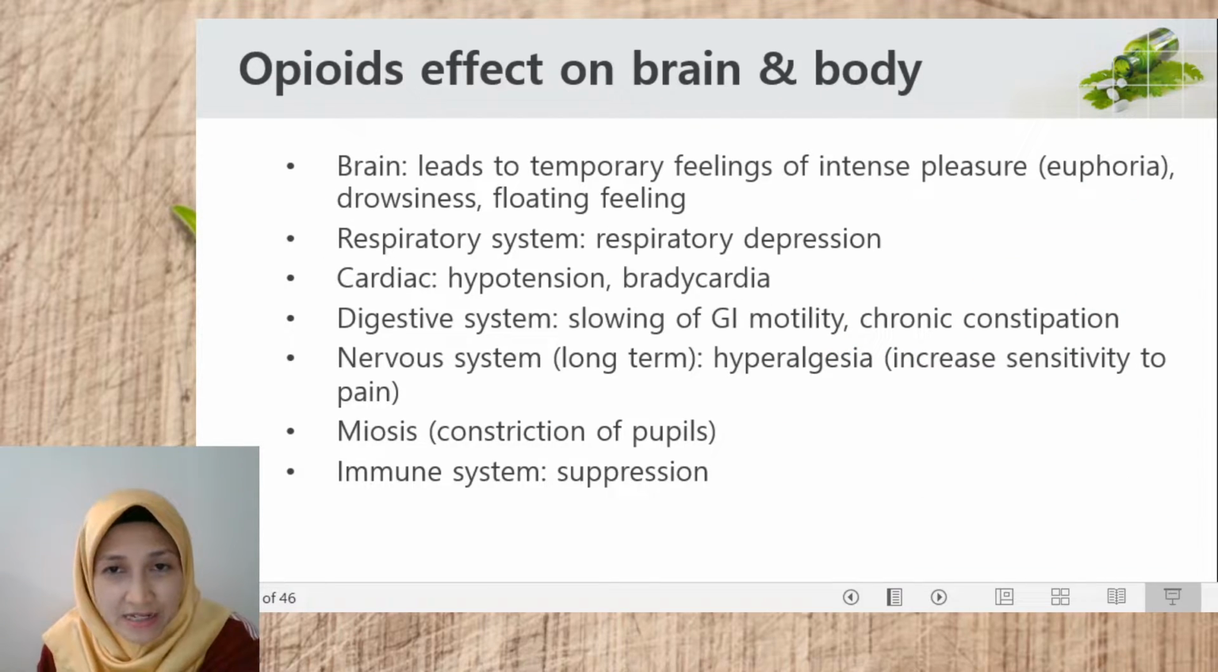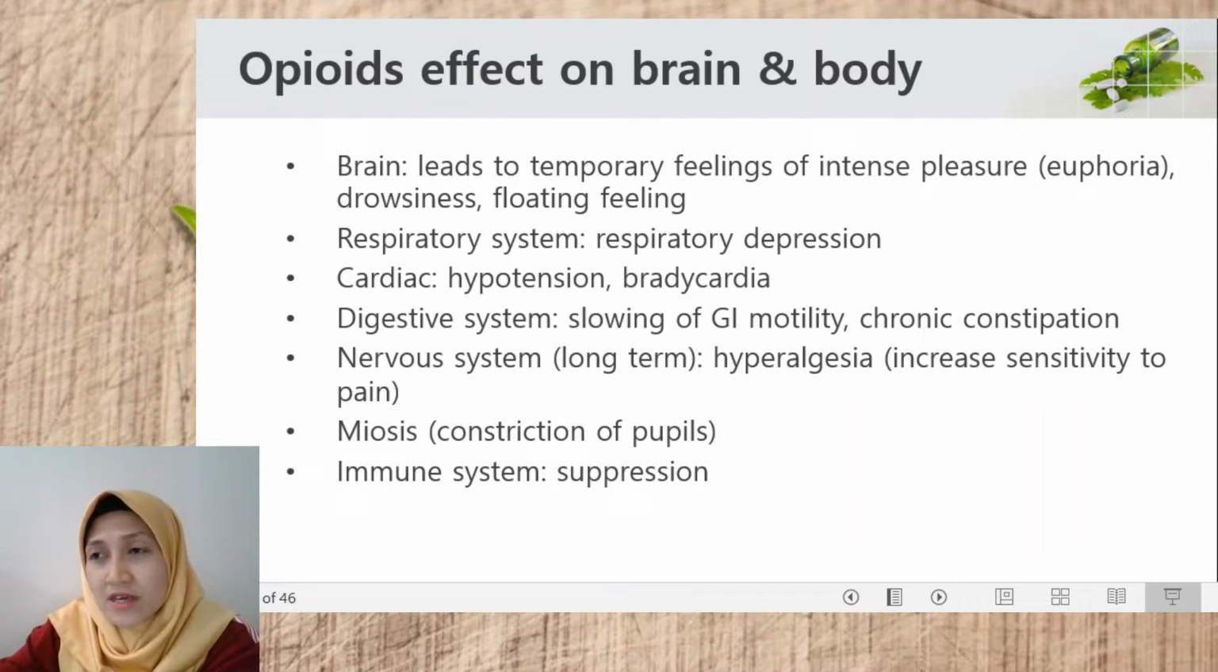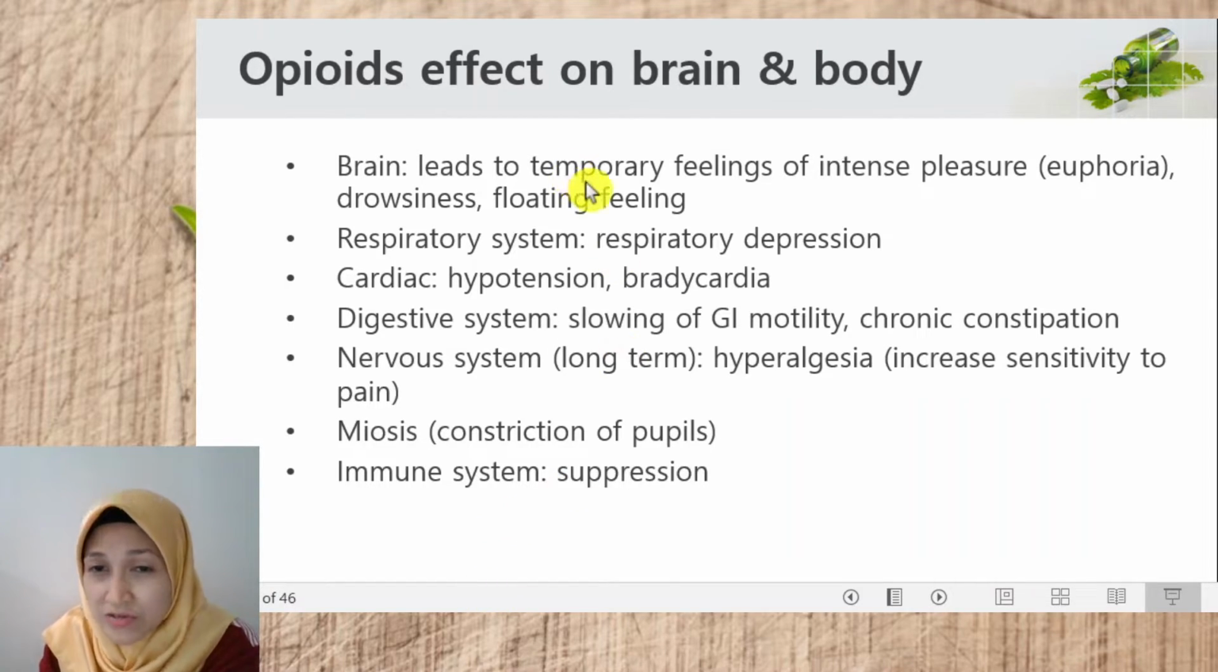And the effect on the brain and the body. So you can probably imagine that if it was used as a painkiller before, the effect will be on the brain, because it will lead to a temporary feeling of intense pleasure, euphoria. Euphoria is feeling extreme happiness. It can also cause drowsiness, a floating feeling, and at the same time it will also suppress the respiratory function.